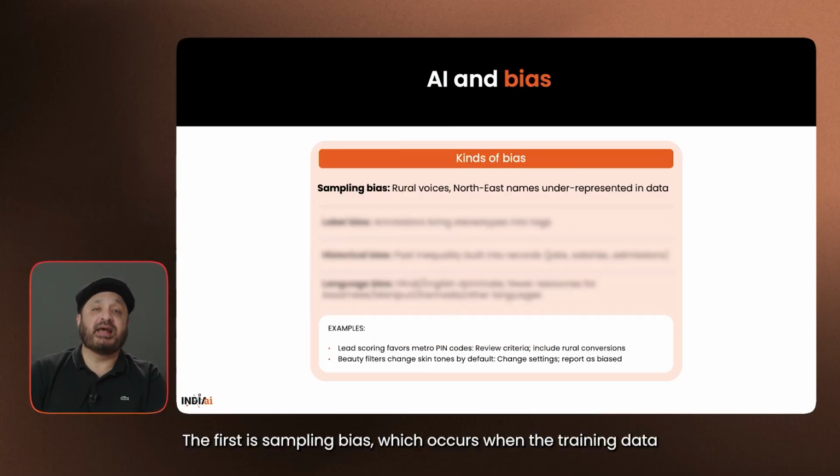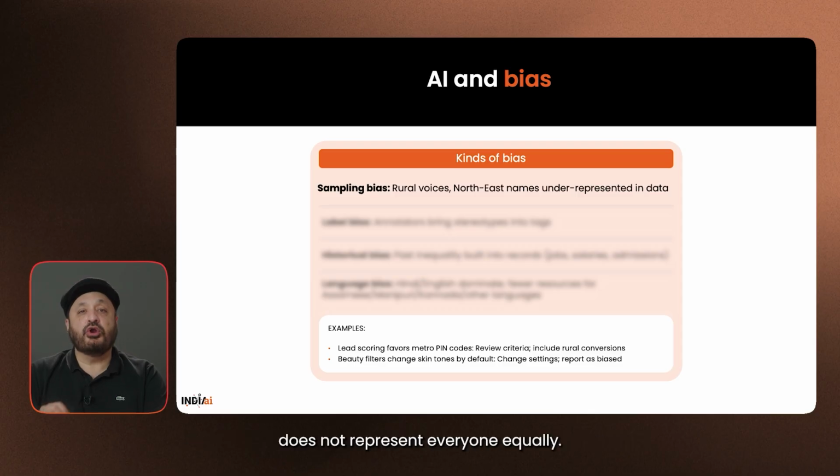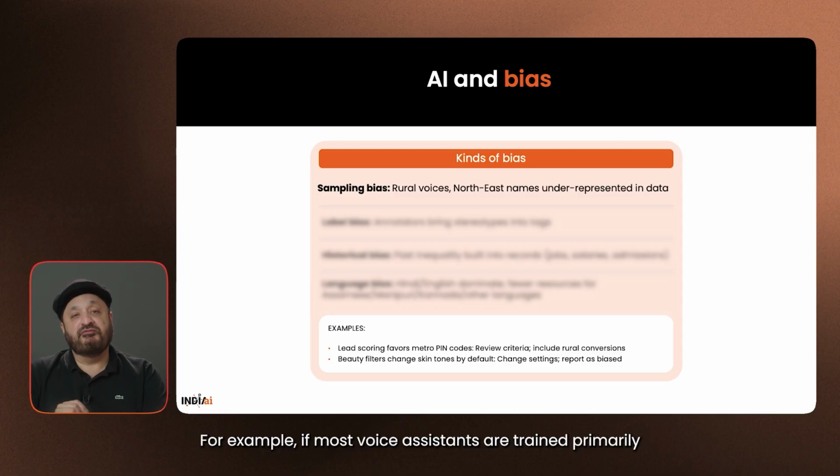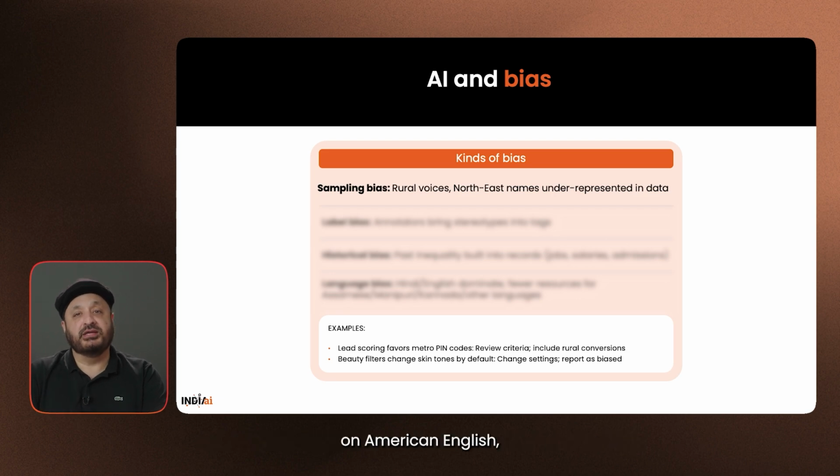The first is sampling bias, which occurs when the training data does not represent everyone equally. For example, if most voice assistants are trained primarily on American English, they might not understand Indian accents well, or they might struggle with Indian names.